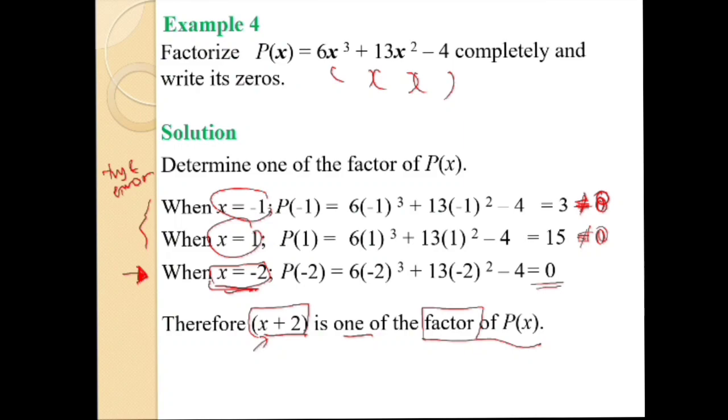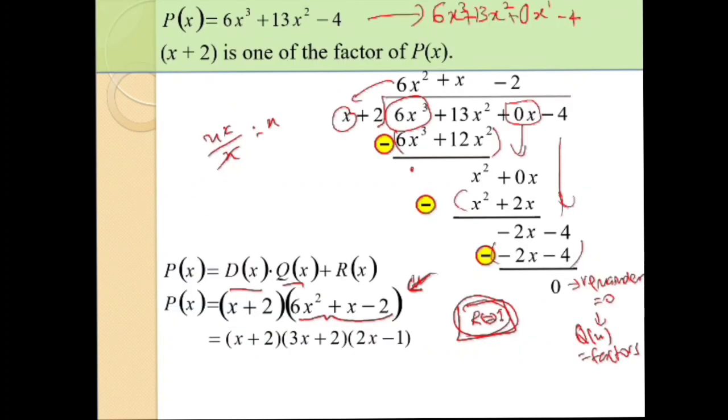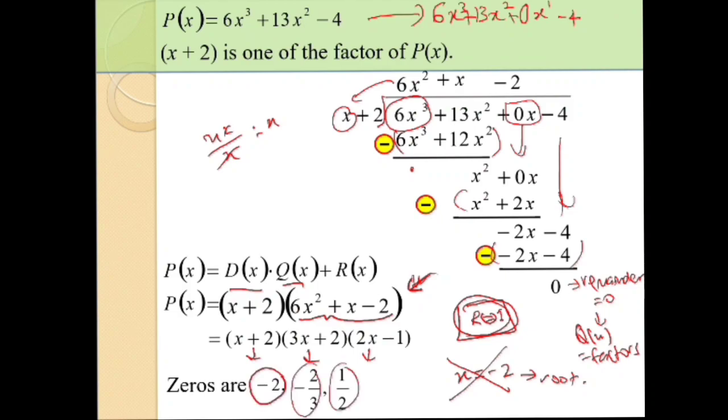Look at the question again. The question wants you to factorize completely and write its zeros. So we have factorized it completely, but we have not written down the zeros. So the zeros are just taking the numbers out without the x. Remember, when you have x equal in front, that means we are talking about the roots. So do not write x equal in front because that is for the roots. So zeros are just negative 2, negative 2 over 3, and 1 over 2. Just write the numbers. Remember, zeros are just the numbers without the x equal.